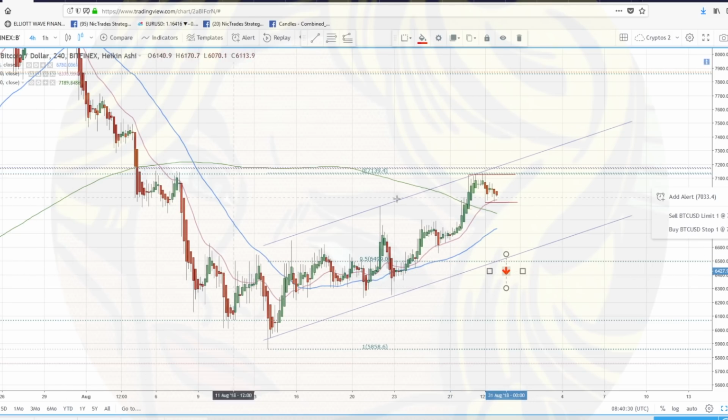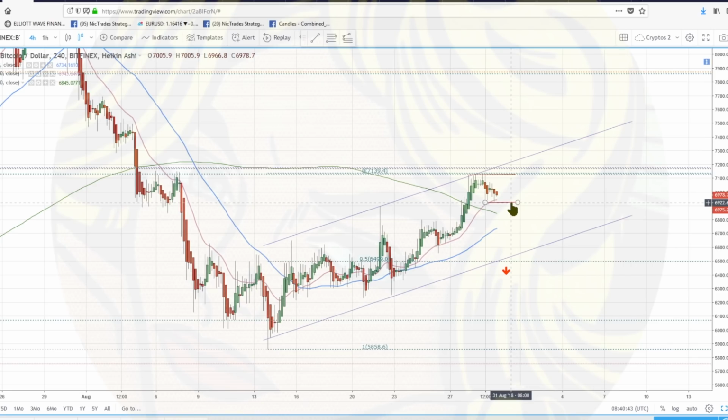Hope everybody's clear about that. So if you're long and you're holding on, then you might want to de-risk a bit if we drop below that 69.20, 6,920 level.